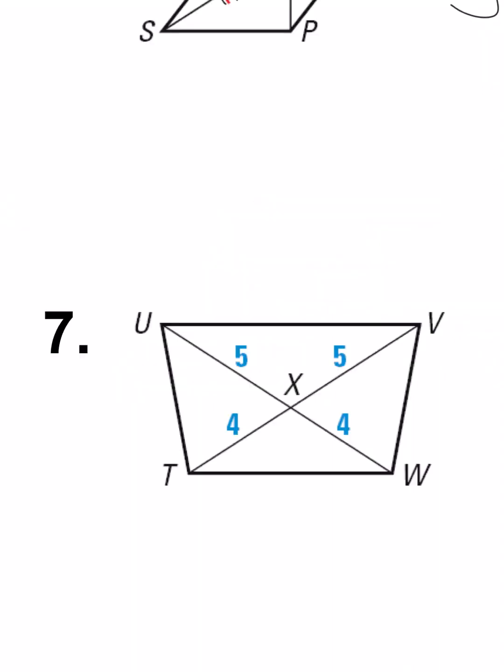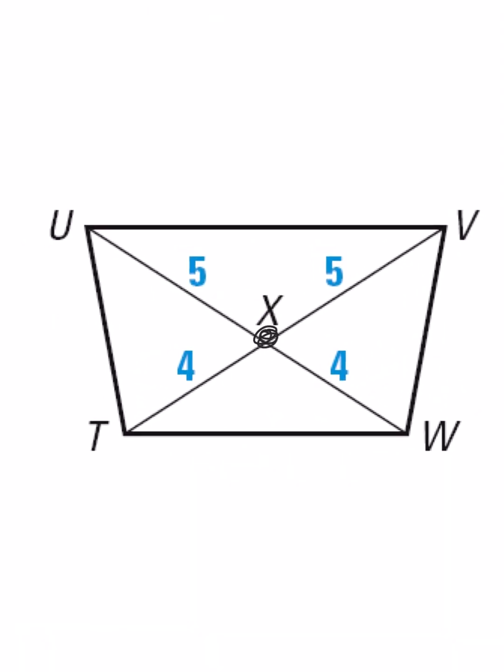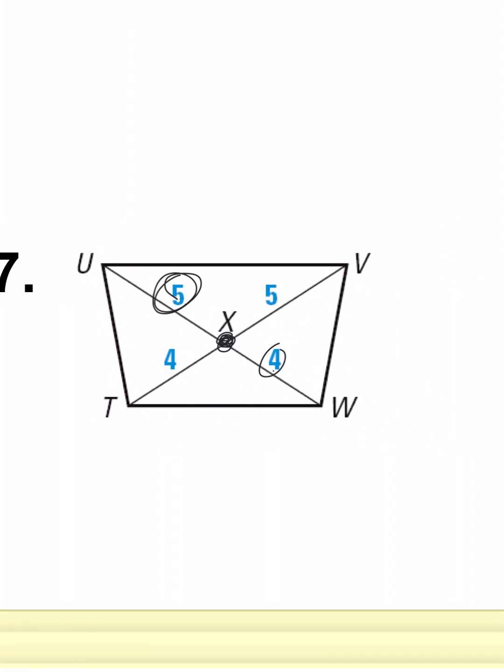Okay, last one here, looking at number 7. Let's look at our intersection at X. At 5, I jump over, is it the same? No. So is this a parallelogram? No, it's not.